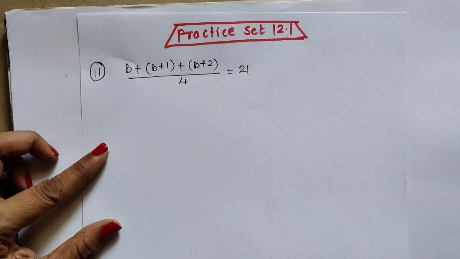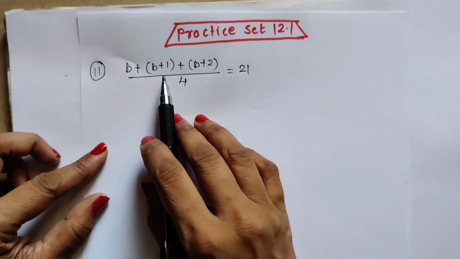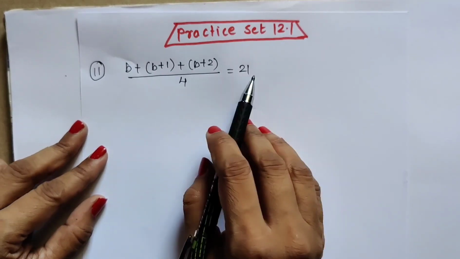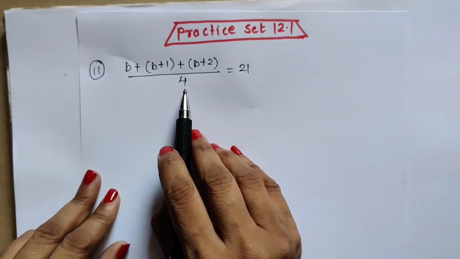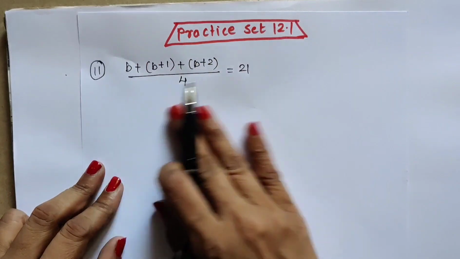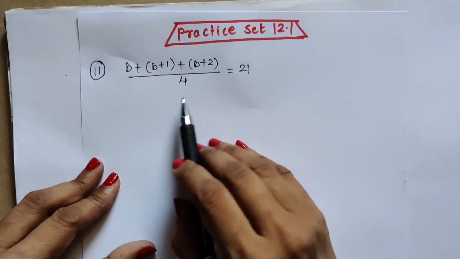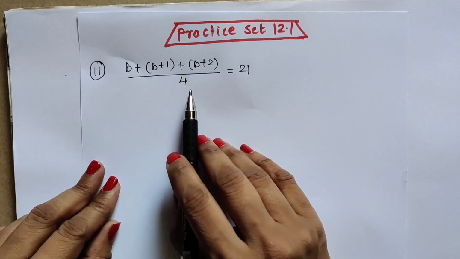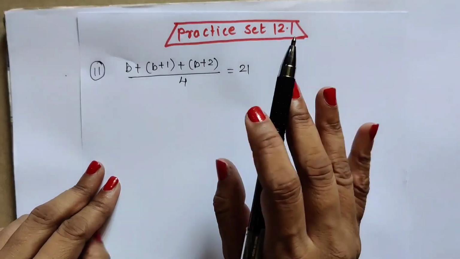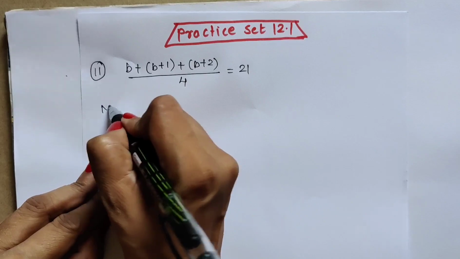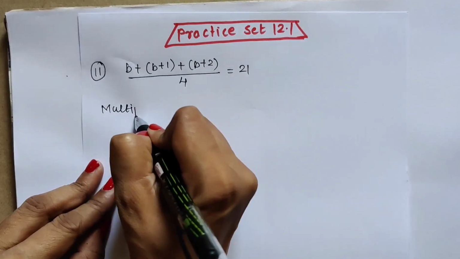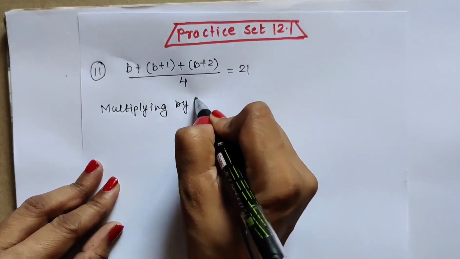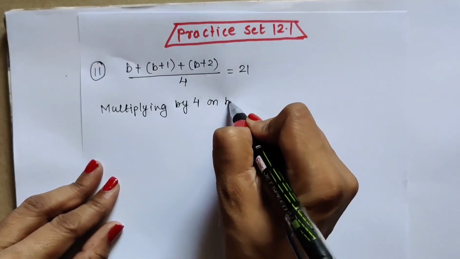Now see the last sum from this practice set: b plus 1 plus b plus 2 upon 4 equal to 21. Now first there is upon 4. It looks difficult but it is a very easy sum. Upon 4 is there, that means dividing by 4 is there. So this dividing by 4 we will transfer here. It will become multiplying by 4. So we will do multiplying by 4 on both sides.